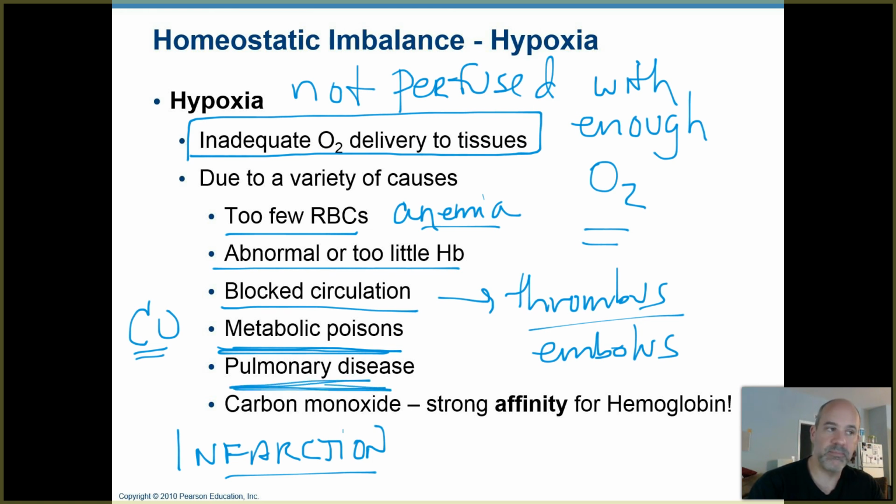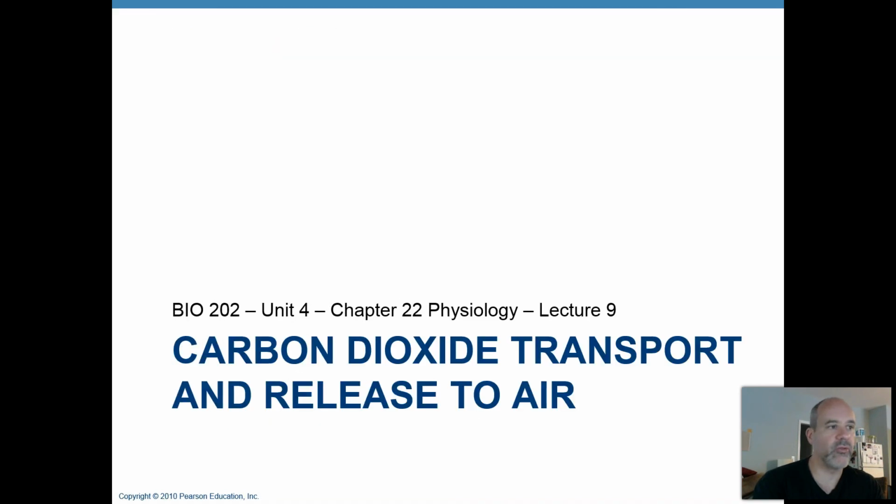Pulmonary disease. Some of these pulmonary diseases we've been talking about, that makes sense. If you're not able to supply your blood with adequate oxygen gas, your tissues are going to experience hypoxia. And carbon monoxide, like I just mentioned, has a very strong affinity for hemoglobin, strongly attracted to it. So much so that it will substitute for oxygen gas and trigger hypoxia.